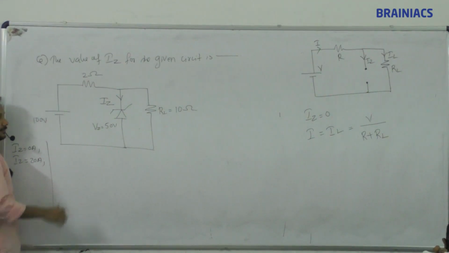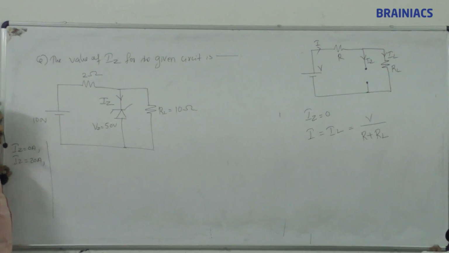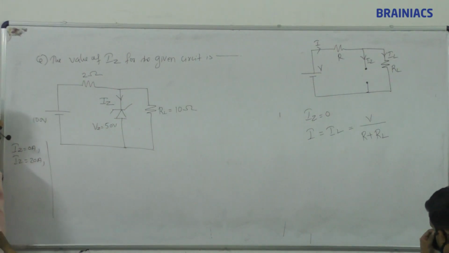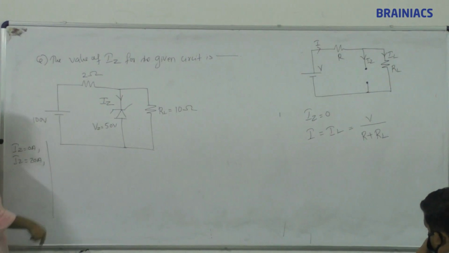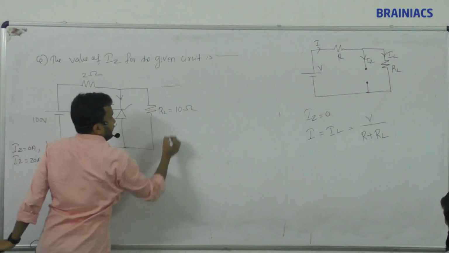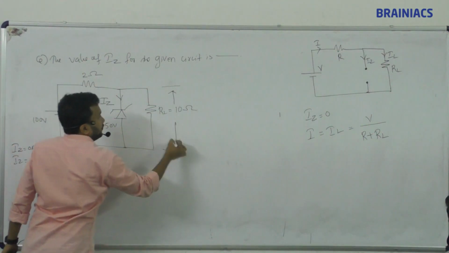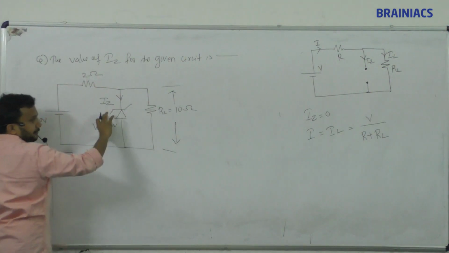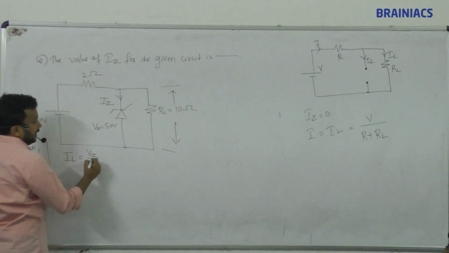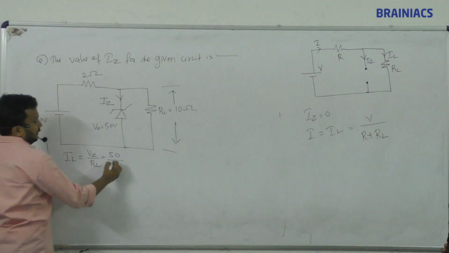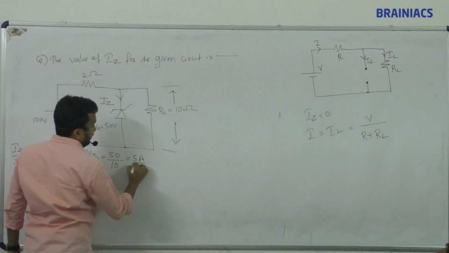First question, case 1 or case 2? Case 1, the Zener is in breakdown, so the Zener voltage of 50 is effective. What do we need to find out? Iz. First I am finding IL: the voltage across here divided by this resistance. The same voltage, so it is Vz, which is 50. So Vz divided by RL, with Vz 50 and RL 10, gives 5 ampere.